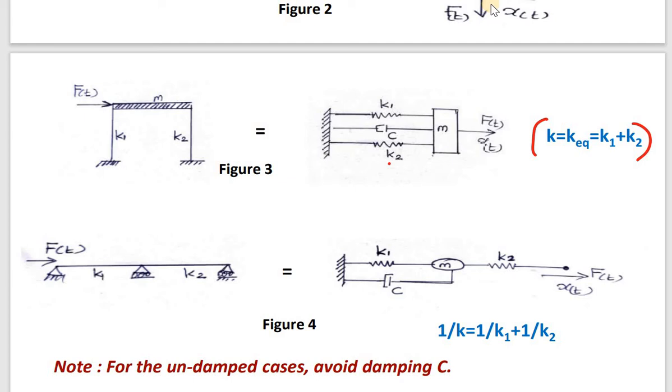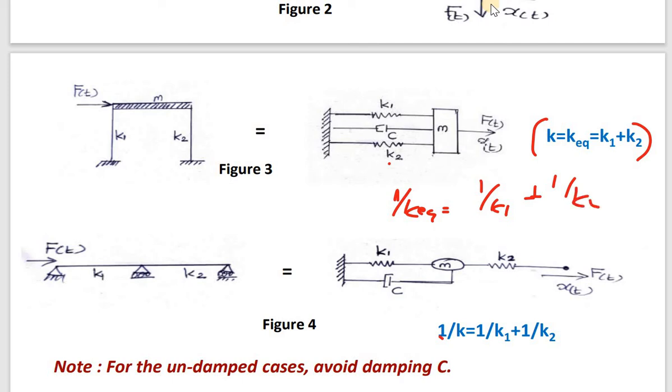What is the difference? Here I am having K1, K2, that is, 2 springs attached in a parallel arrangement. So the equivalent stiffness is equal to K1 plus K2. But here there is a beam and 3 supports, so K1 and K2 are arranged in series continuously. So the equivalent is 1 by K equivalent is equal to 1 by K1 plus 1 by K2. That will be the equivalent.